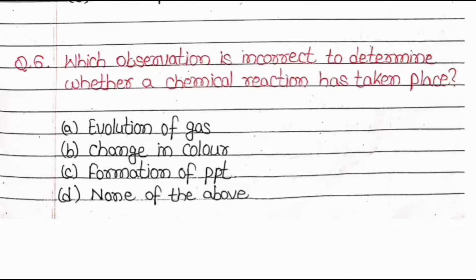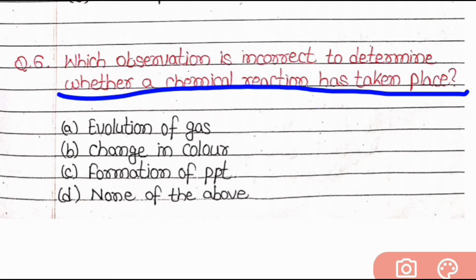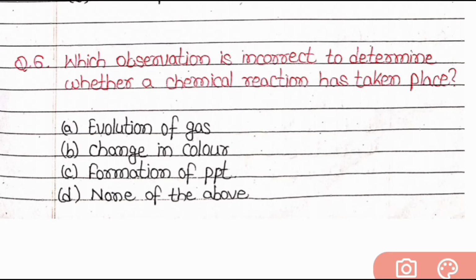And the question number 6 is, which observation is incorrect to determine whether a chemical reaction has taken place? And this is a simple question, and it is given in the NCERT. And here let us see the option evolution of gas. It is correct that it determines that chemical reaction has taken place. Now second option is also true, change in color. Third option is also true, formation of PPT. All these three options determine the chemical reaction has taken place. So the option will be none of the above, because all three options are correct, and it is asking which is incorrect, and so answer is option D.